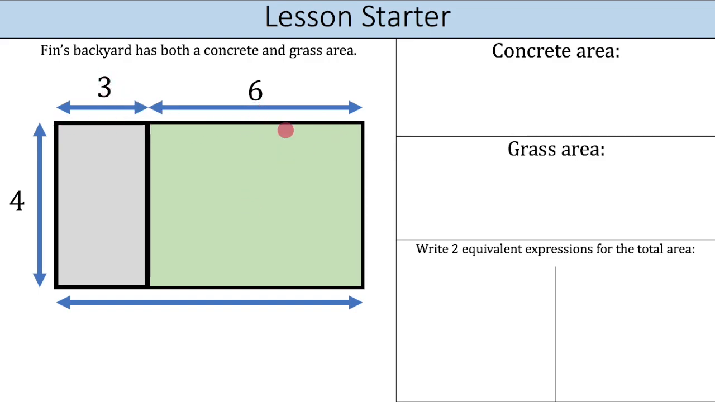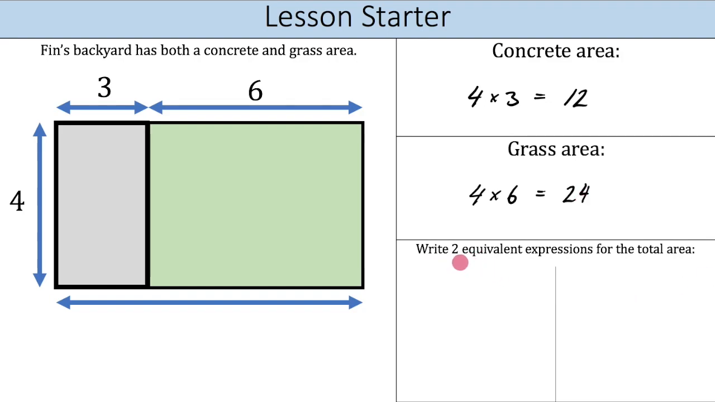area is 6. So if we were asked to find what the concrete area is, we know that's simply length times width. So for the concrete area, that's going to be 4 times 3, which is going to be equal to 12. And we're not going to worry about putting units in for this question. Let's now move on to the grass area. And again, this is simply going to be length times width. So in this case, 4 times 6, which is equal to 24.